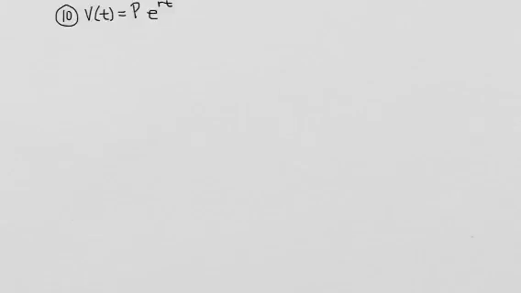Alright, so for number 10, they talk about some money invested at 5.5% compounded continuously. How much will there be in 10 years, and when will it double? So anytime you see compounding continuously, you're going to use this formula. And that's just a formula you have to know. We've talked about it in class several times.